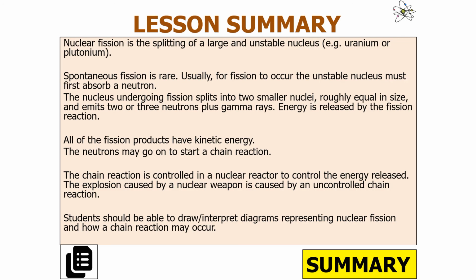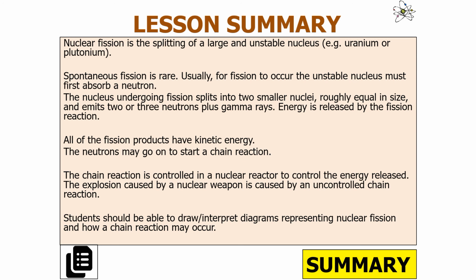So what have we learned in today's lesson? Nuclear fission is the splitting of a large and unstable nucleus, for example uranium or plutonium. Spontaneous fission is rare. Usually for fission to occur, the unstable nucleus must first absorb a neutron. The nucleus undergoes fission by splitting into two smaller nuclei roughly equal in size and emitting 2 or 3 neutrons plus gamma rays. Energy is released by the fission reaction. All of the fission products have kinetic energy, and the neutrons may go on to start a chain reaction.